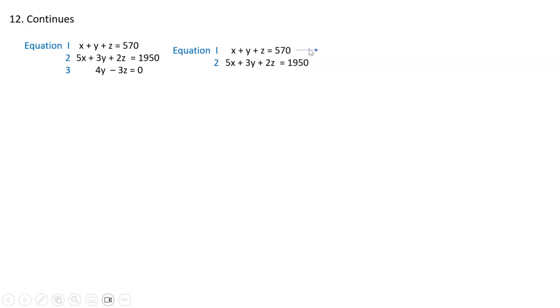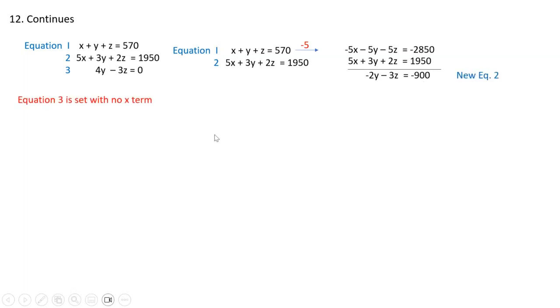Remember, I need to multiply this one by -5. When I multiply -5 times every term, this is what it gives us. Now I add them, so it's going to give us -2y minus 3z equals -900. That's my new equation number 2. Equation number 3 has no x, so we can skip that part, because there's already a 0 there. So we get my new equation 2 and the equation 3.